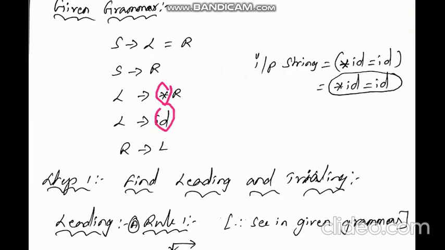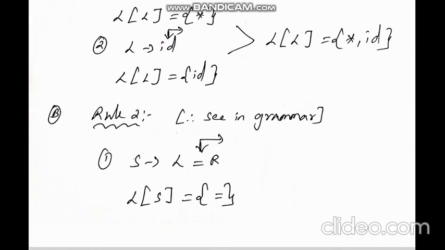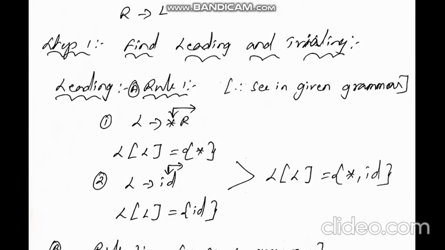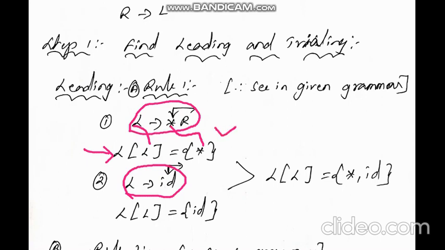So let me take you to the next part, how exactly the leading and trailing has been performed. Here you can see that the taken grammar is L tends to asterisk R and L tends to id. So these are the two different productions in the given grammar I have taken, which exactly match rule number one, right? So here you can see leading of capital L. We have L here. So leading of capital L is equal to a terminal symbol asterisk here, right? This is for production number one.